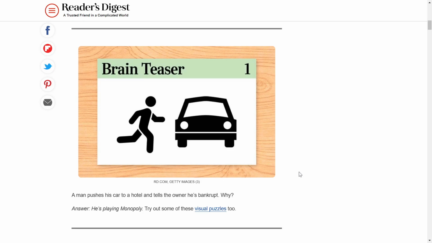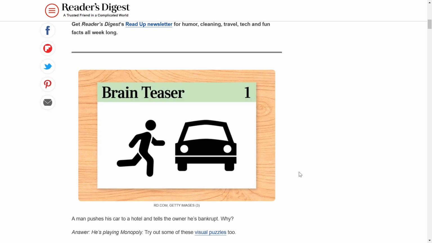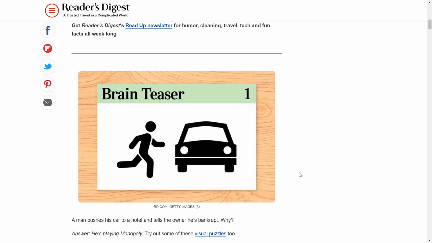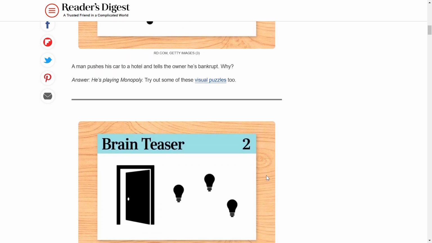Brain teaser number 1. A man pushes his car to a hotel and tells the owner he's bankrupt. Why? I wouldn't have guessed the answer. Answer, he's playing Monopoly. And we're going to go a bit slower so that I don't see the answer.